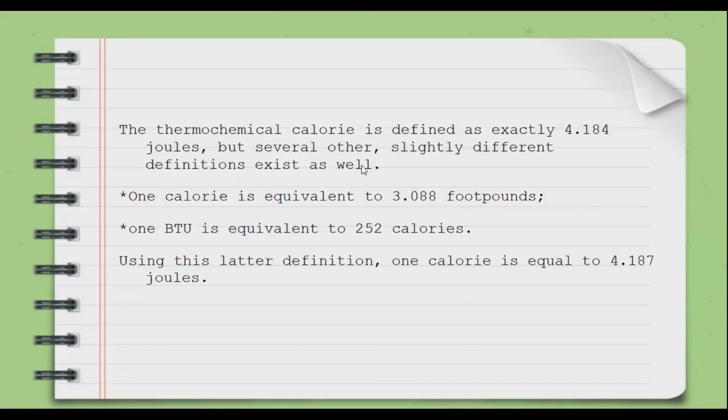Aside from the thermochemical calorie, which is defined as 4.184 joules, we also have 1 calorie equivalent to 3.088 foot-pounds. And 1 BTU, or the British thermal unit, is equivalent to 252 calories. And using this latter definition, 1 calorie is equal to 4.187 joules.